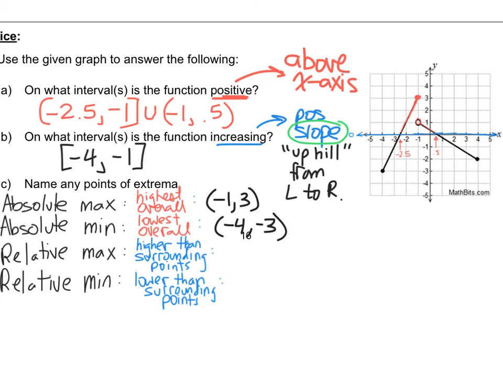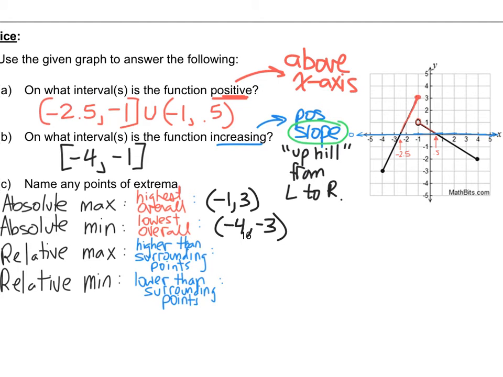Now, is there a point that is higher than the surrounding points? That means the points that are directly to that point's left and directly to that point's right, which means there has to be points to the right of it along the curve or the line. So maybe you say this point, but there are no points along this path. There are no points to the right, so it can't be a relative maximum. It is higher than the points to its left, but not to its right. This point, if there were a point there anyway, would be higher than the points to the right, but there are no points to the left, so it could not be a relative max.